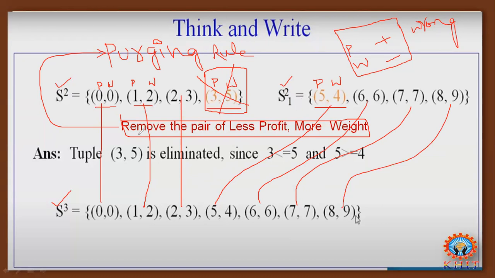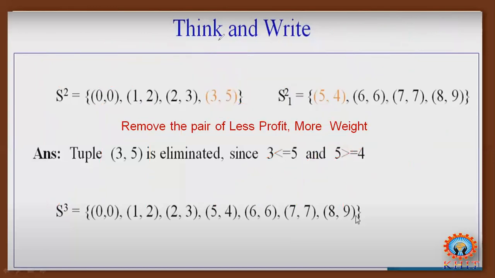Here, this is called a tuple. 3 comma 5 is called a pair or tuple. The tuple 3 comma 5 is eliminated because profit is less than or equal to weight, and profit is greater than or equal to weight. So this type of situation cannot occur. That's why, if you clearly observe, the purging rule is applied in this scenario.